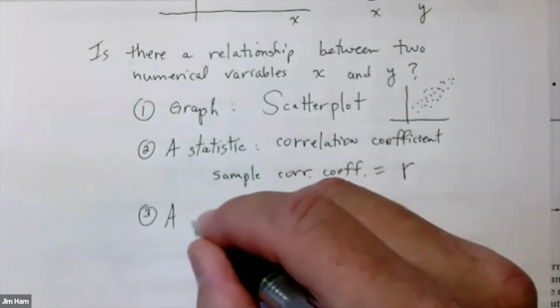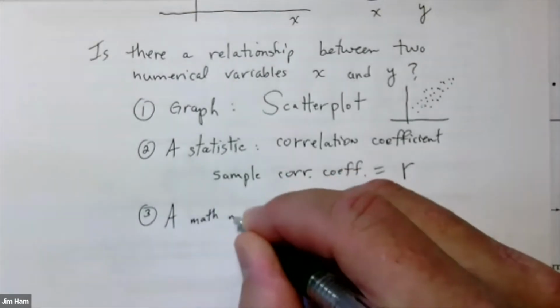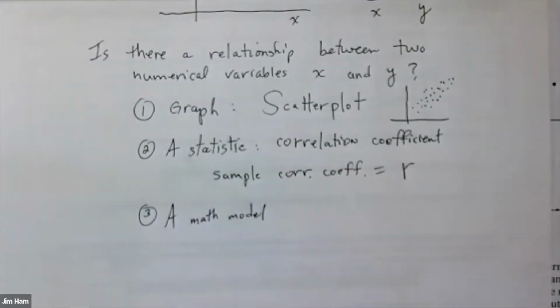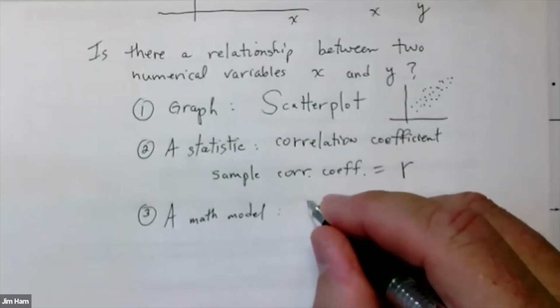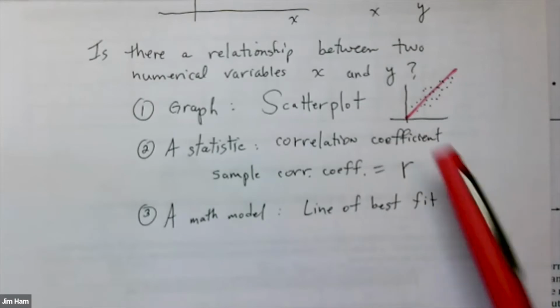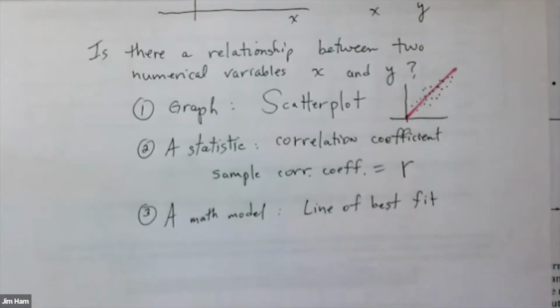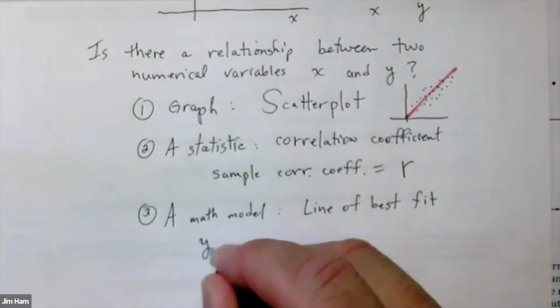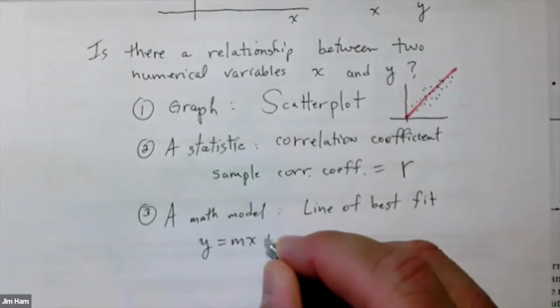And then a mathematical model. And the mathematical model may also be something that you've calculated in the past. It's the line of best fit. So we're going to plot the scatter plot, but then we're also going to draw a line of best fit so that we can see that the line matches the trend in the data. And then once we have an equation of a line of best fit, then we can use it to make predictions.